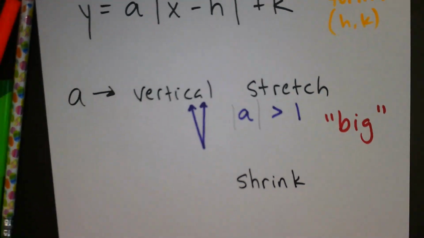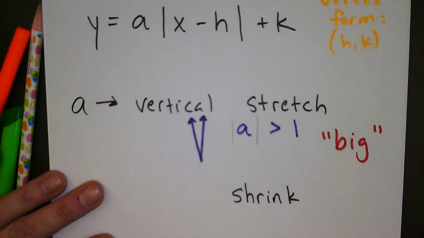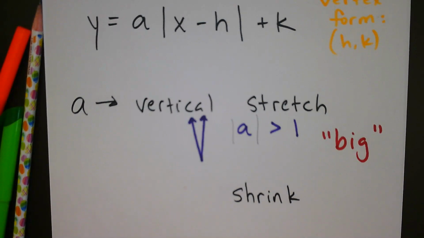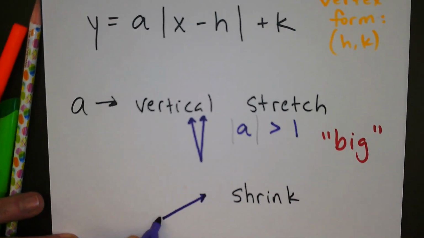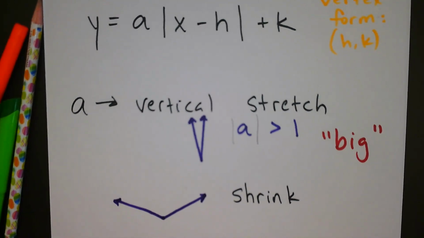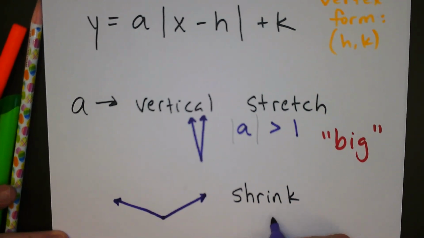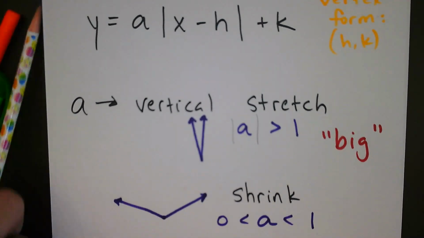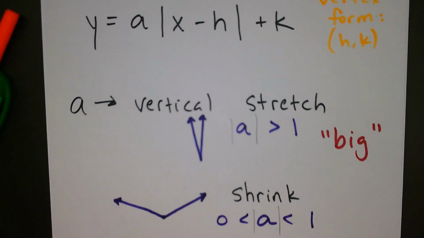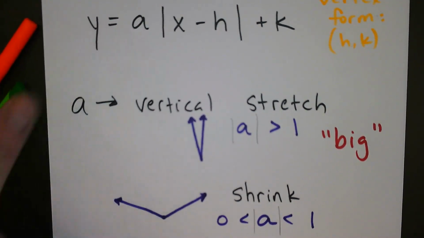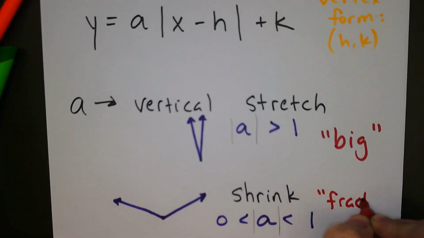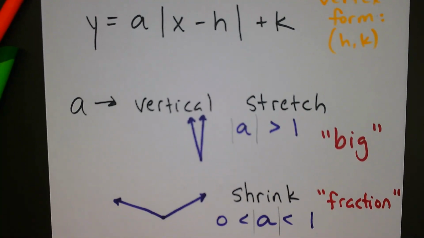A vertical shrink happens when this number is between 0 and 1, like a fraction. What's going to happen is instead of being tall and skinny, it's going to grow really slowly. So my absolute value V is going to look really wide. It's really slow to get there. It's actually being vertically compressed. So it's a shrink. Basically, if the a value, the multiplier out in front, is between 0 and 1, and again, technically it's the absolute value because we're ignoring the sign for right now, then it's going to give you some kind of shrink. So a fraction out front will give you your shrink.